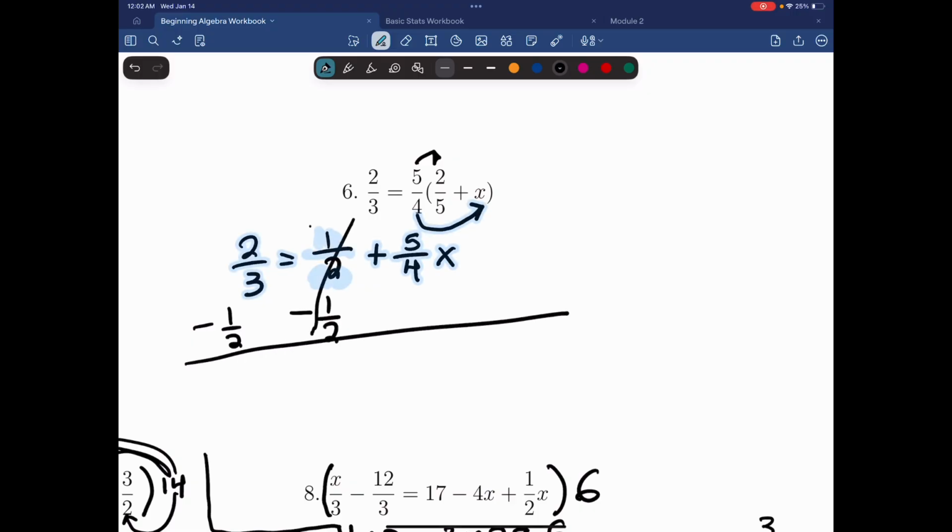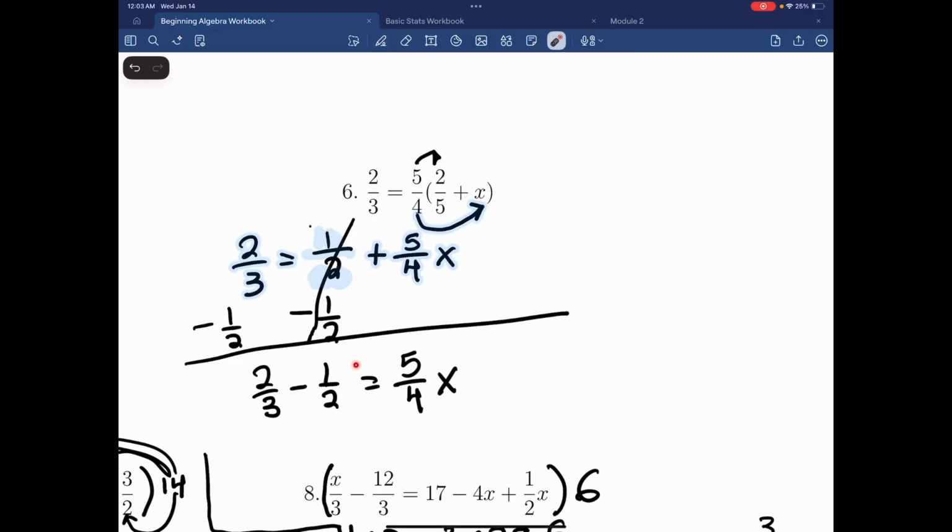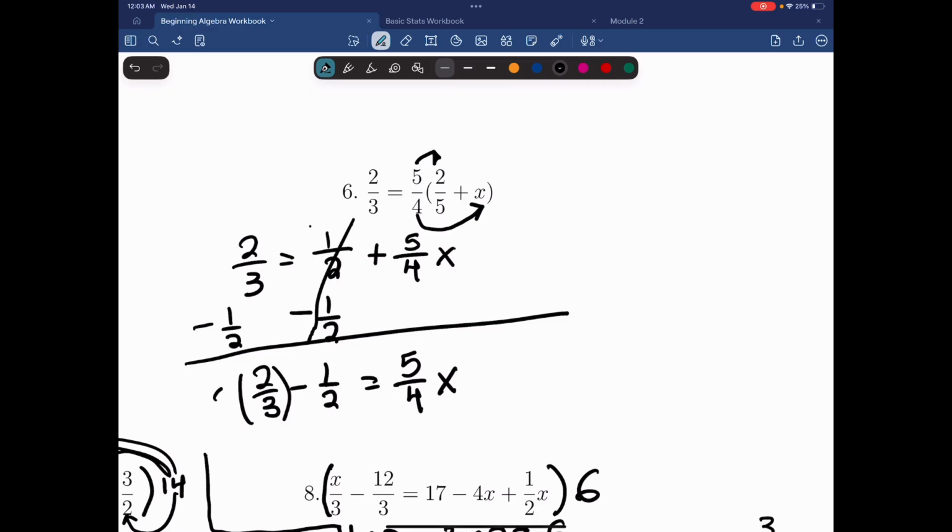So these cancel, and we get 2/3 minus 1/2 equals 5/4 x. Now, to subtract these fractions, we have to find a common denominator, and our common denominator is 6. So, to get 3 to 6, I'm going to have to multiply this whole fraction by 2, and to get 2 to 6, I'm going to need to multiply this whole fraction by 3. So what we're going to get, 2 times 2 is 4.